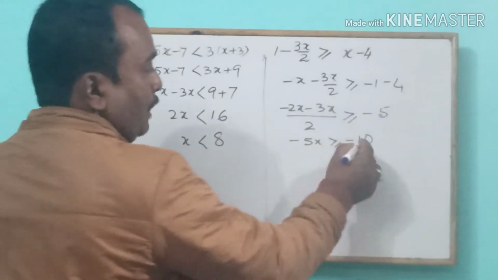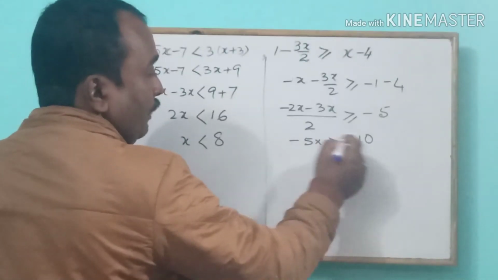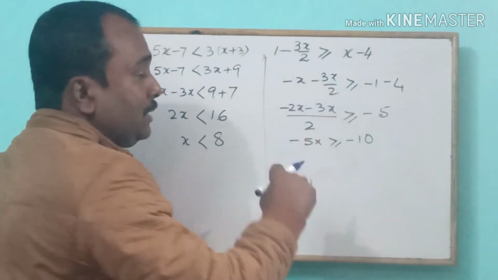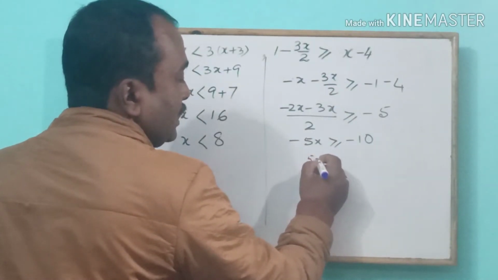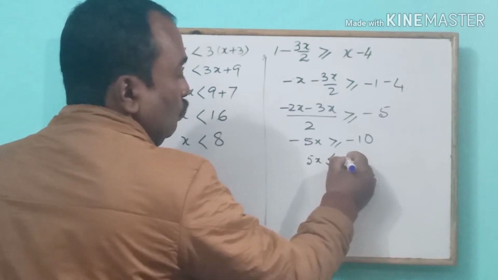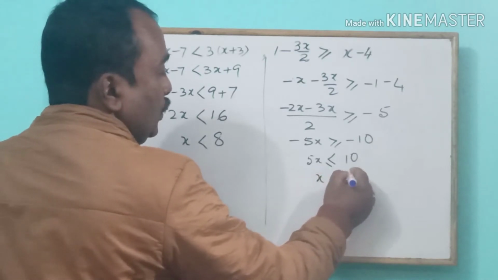Now we have a minus on both sides. As I had told you in the beginning itself, if I change the sign on both sides, then the sign of the inequality also changes its direction. So 5x is less than or equal to 10, or x is less than or equal to 2.